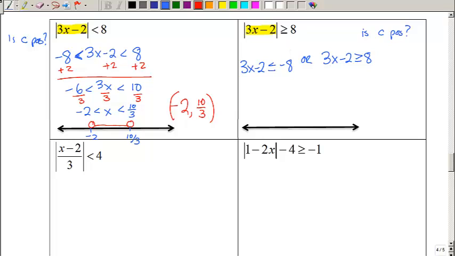So I have two equations and I can solve them. And I get 3x is less than or equal to -6. Divide by 3. And one of my inequalities is x is less than or equal to -2. Similarly, I'm going to add 2 on the second equation. Then divide by 3.